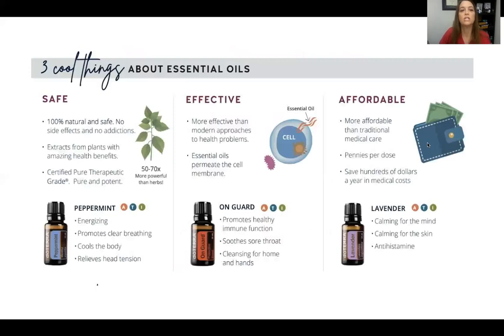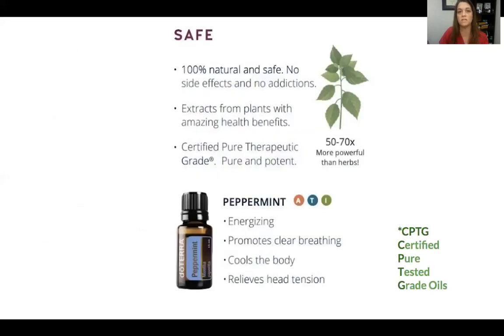Okay, so let's talk about the 3 cool things about essential oils. Number 1, they're safe. Number 2, they're very effective. And number 3, they're affordable. So we're going to go through each of these.